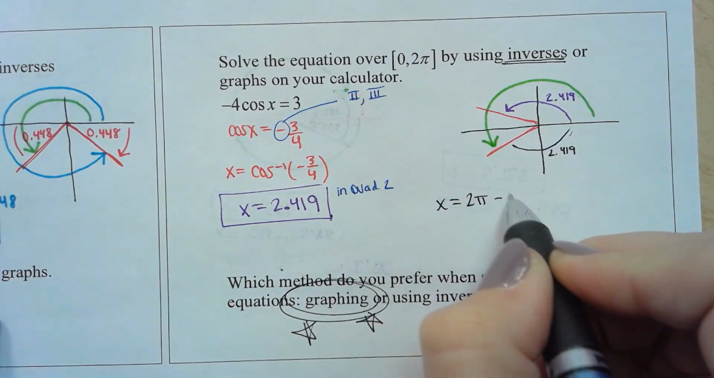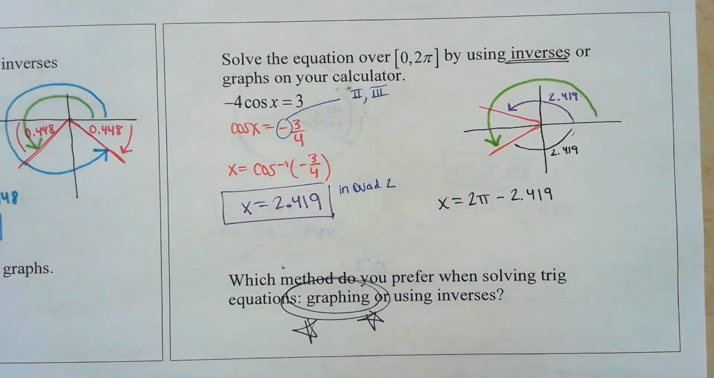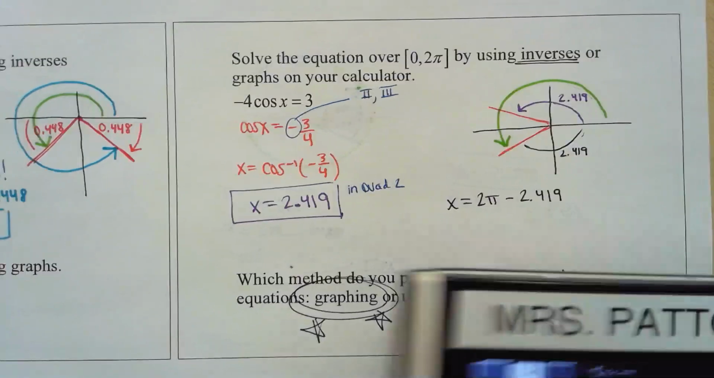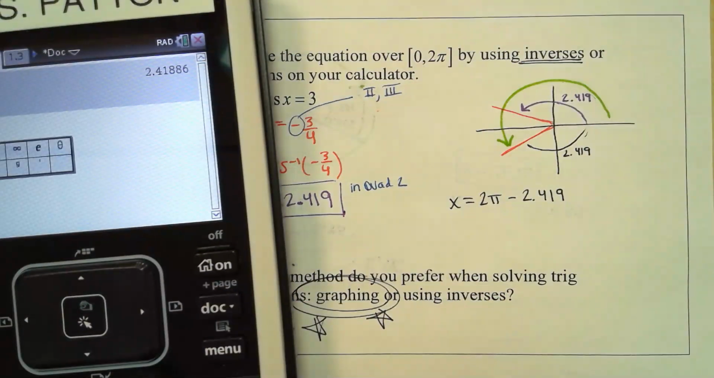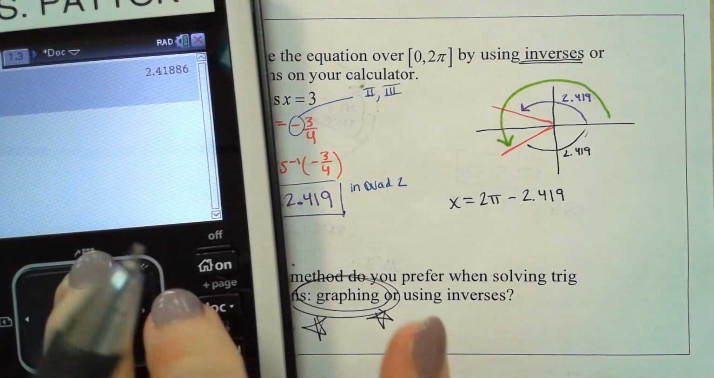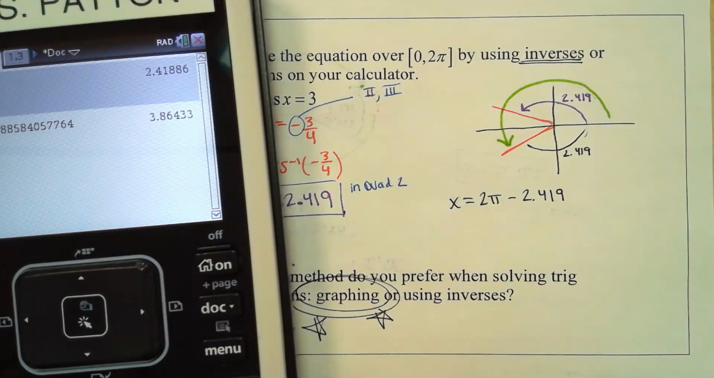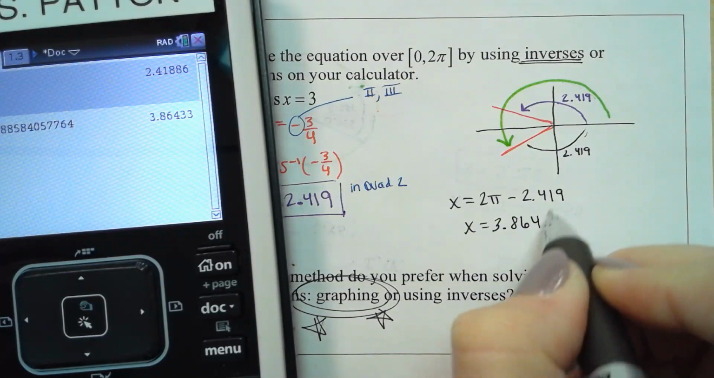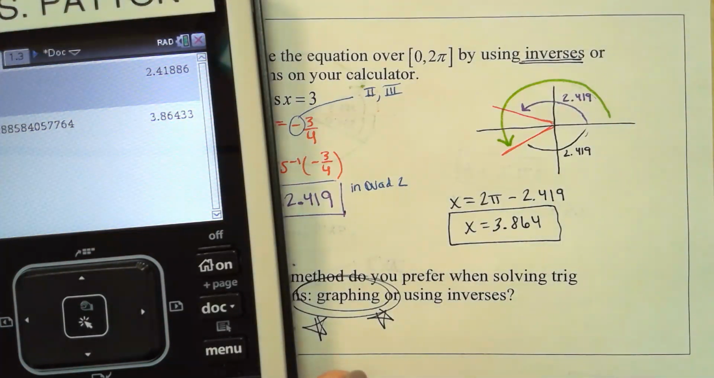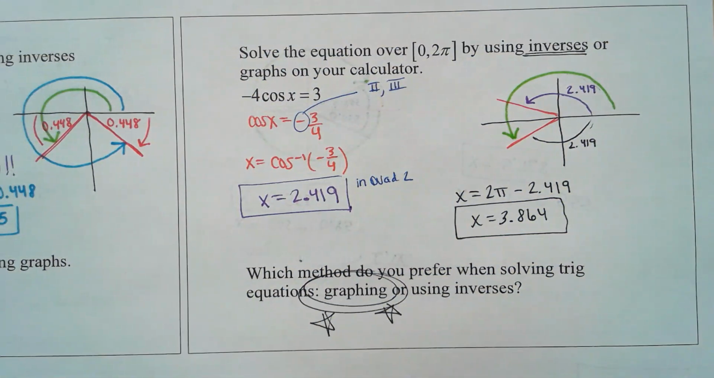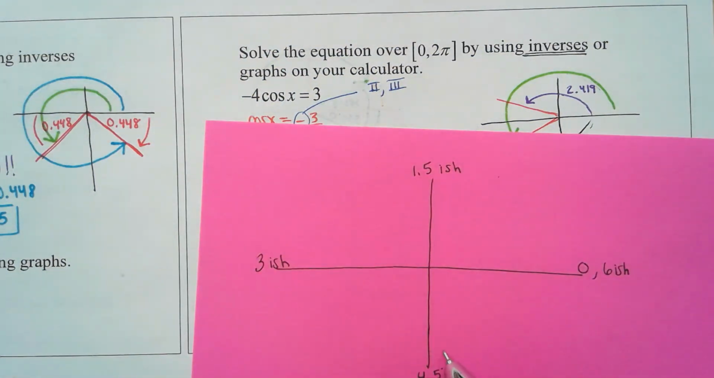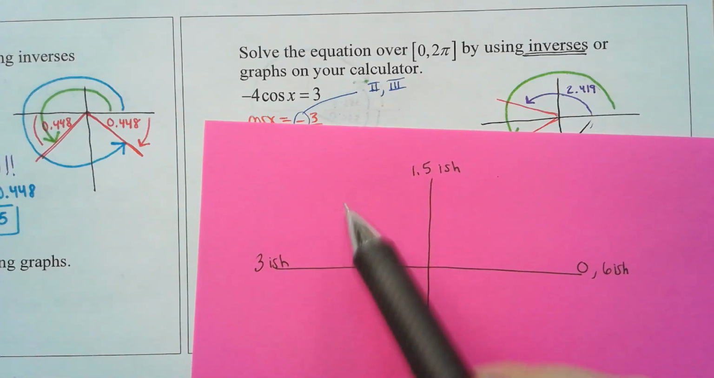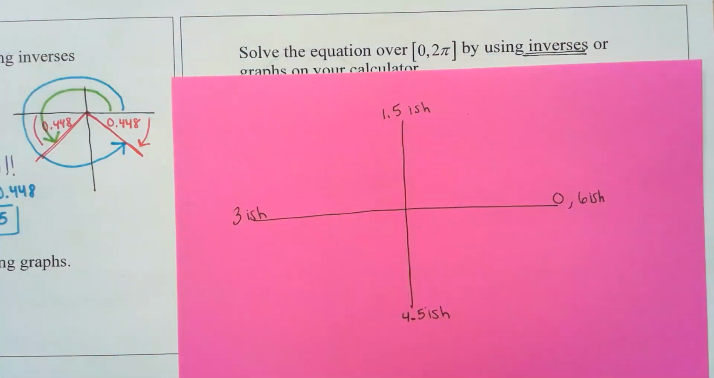There's a couple different ways we can come up with this answer, right? This is the one that requires the least amount of work. So I'm going to grab my calculator and I'm going to type in 2 pi minus that, and I get 3.864. Which, yeah, makes sense because 3.8-ish is in the third quadrant, isn't it? 3.8 lives somewhere in here. We should have two answers, one in quadrant 2 and one in quadrant 3.